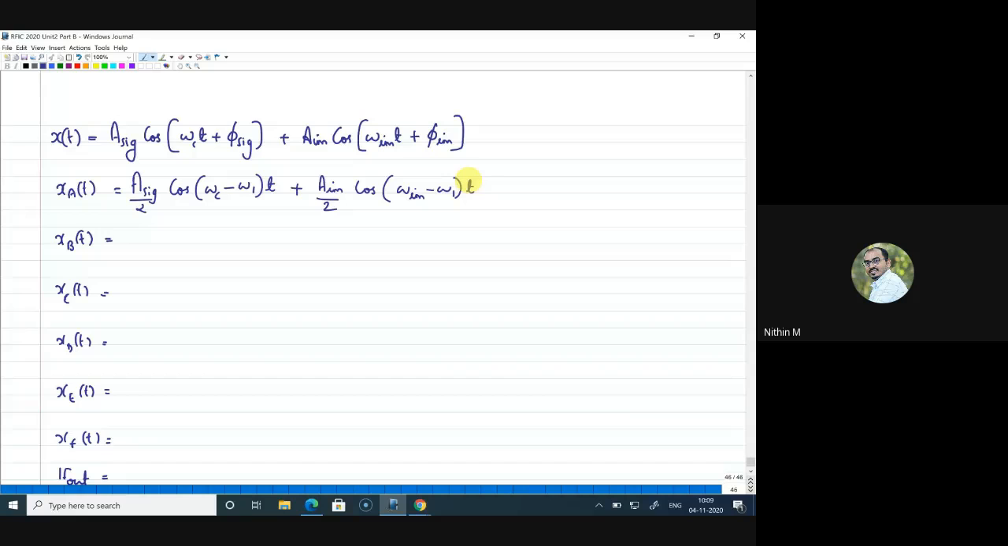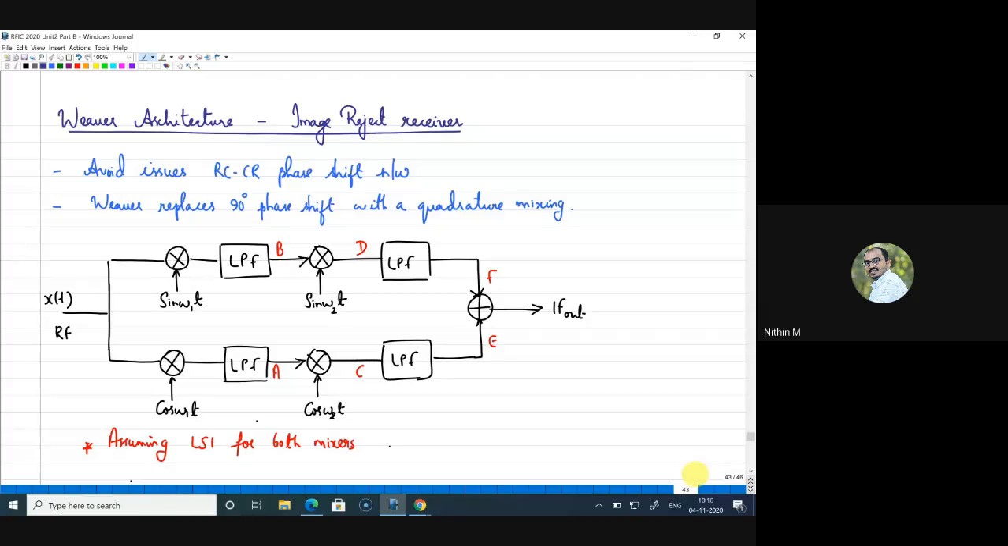Similarly, when x of t is multiplied by sine omega 1 t, you will get xb of t. That will be minus signal amplitude by 2 sine of (omega c minus omega 1) into t, minus image amplitude by 2 sine of (omega image minus omega 1) into t. This is your xa of t and xb of t. So looking at the architecture, we have now written the components at xa of t and xb of t, that is after low pass filtering.